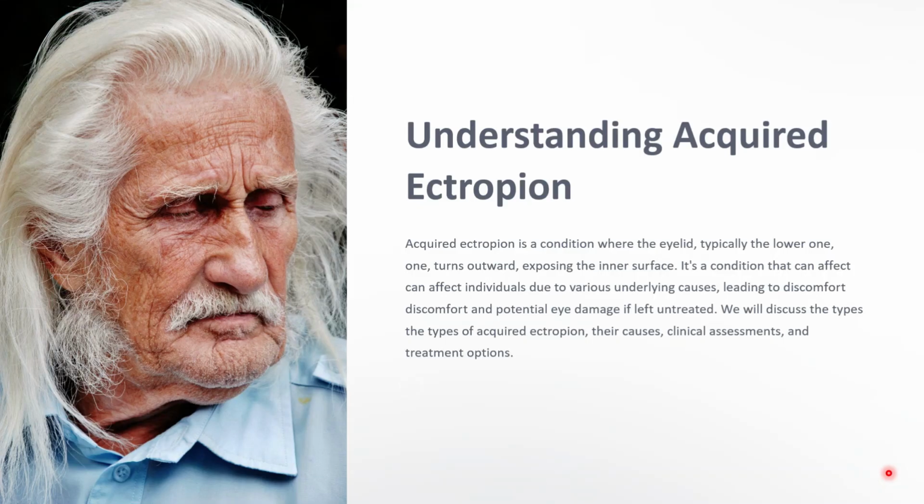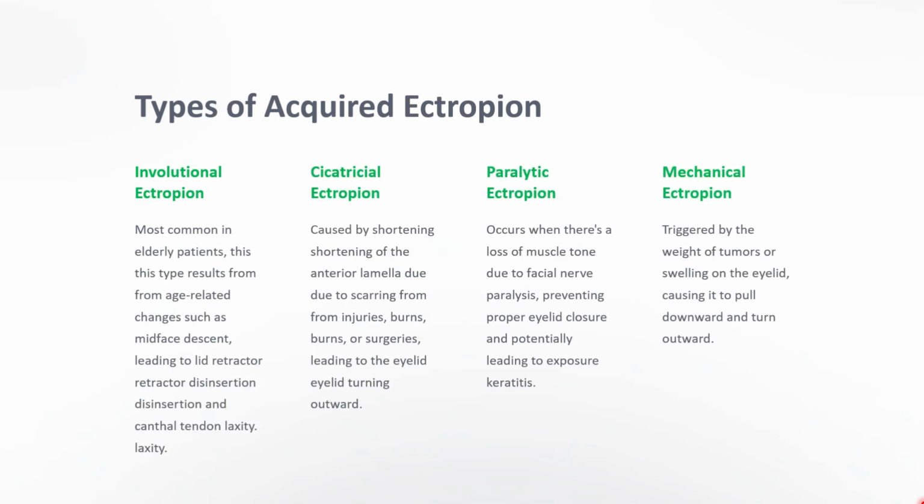Acquired ectropion can be further classified based on its underlying causes or associated conditions. So there are 4 types of acquired ectropion. Number 1, Involutional ectropion. Number 2, Cicatricial ectropion. Number 3, Paralytic ectropion. Number 4, Mechanical ectropion. Now friends, let's know one by one in detail. Firstly, we will discuss the involutional ectropion.